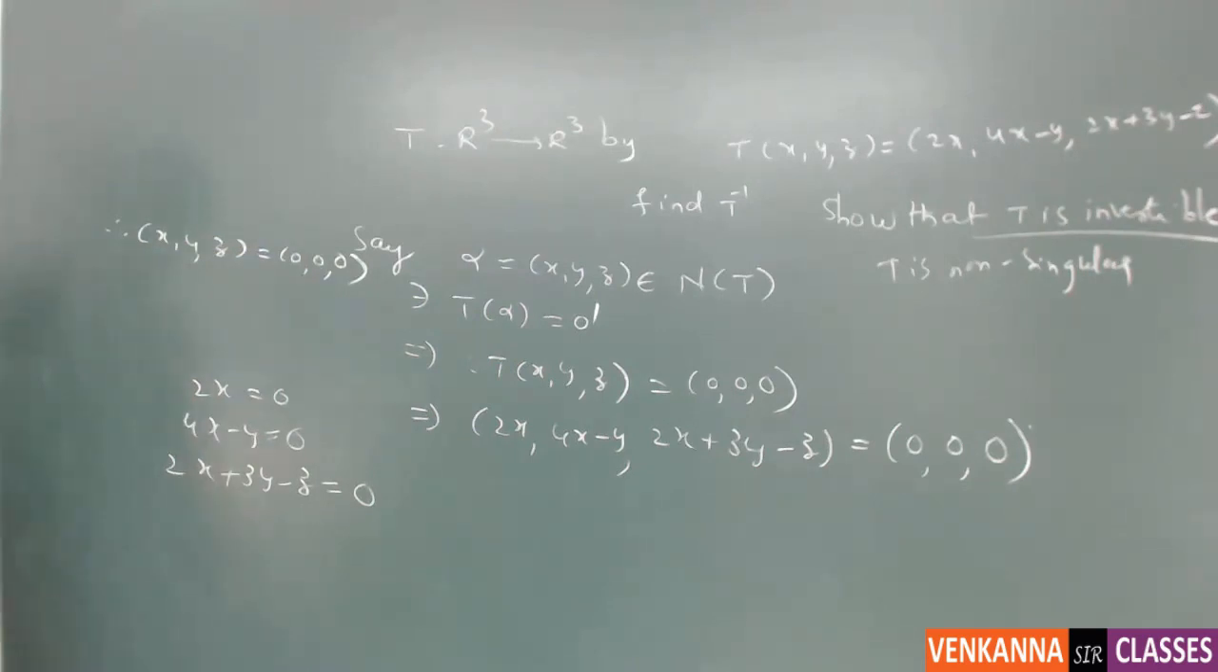So it is true for every alpha which you take in N(T), because I didn't take any specific coordinates for alpha. I have chosen alpha very randomly. So for every vector in N(T), it is becoming the 0 vector. So N(T) contains the 0 vector only. Therefore, T is a non-singular transformation, hence it is invertible.